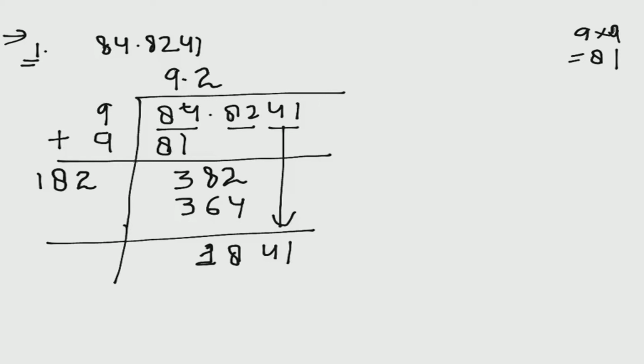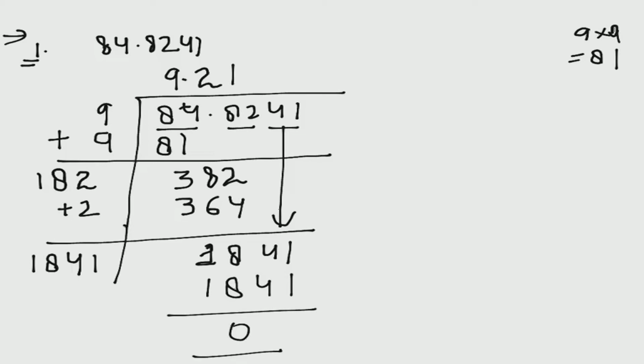So here we took the 2, so we will add 2 over here. So we will get 184. So clearly if we take 1 over here and 1 over here, it will give us 1841. That will give us remainder 0. It means the square root of 84.8241 is 9.21.